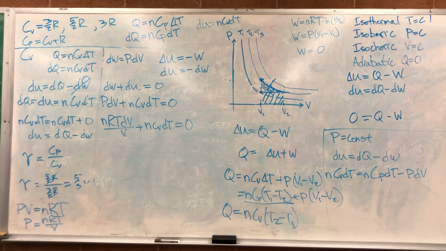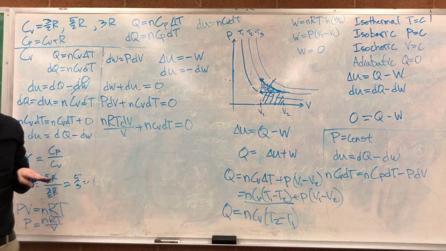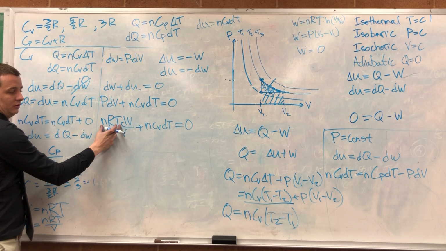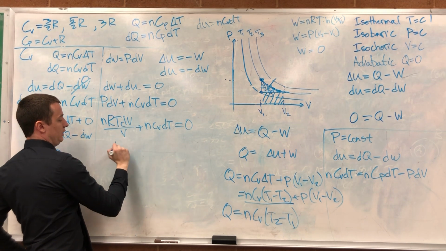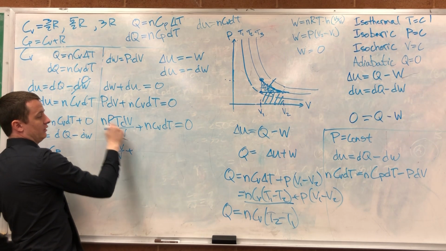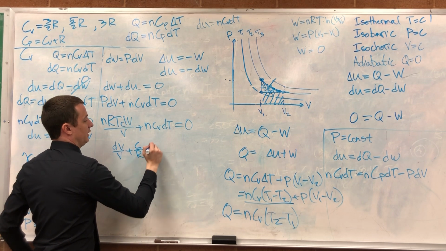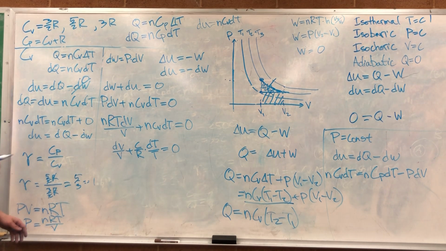I'm with you. Okay? I'm going to divide through by nRT. Divide everything by nRT. Well, you're going to end up with an R, that's fine. So when we divide this, we get dV over V plus, when we divide this by nRT, the n's are going to cancel out, and we're left with CV over R times dT over T is equal to 0.